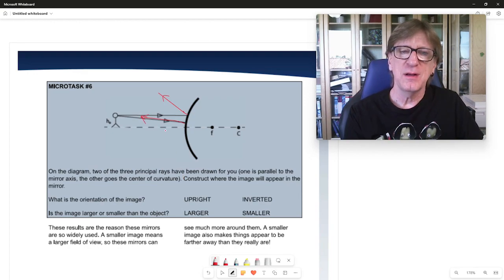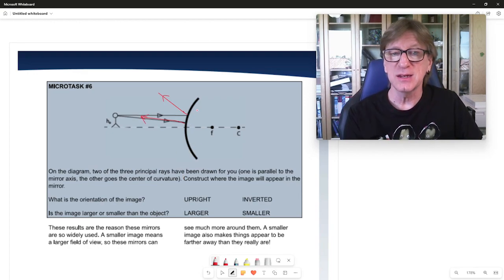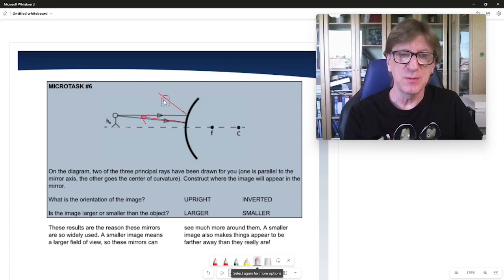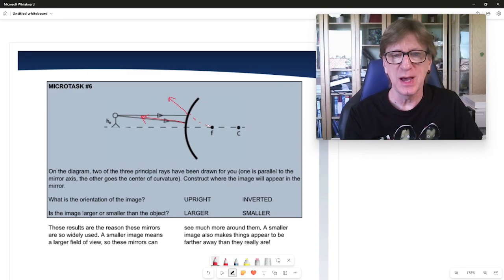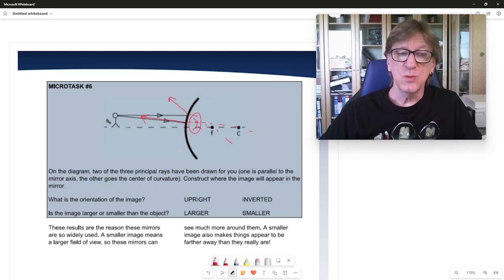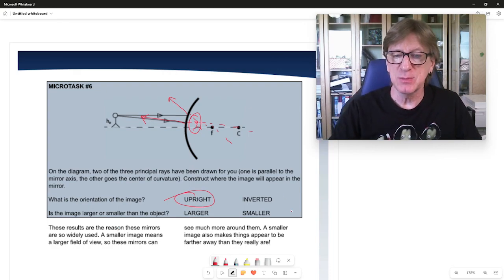Now, obviously, it doesn't look like these rays intersect. So just like we've done before, maybe we can do a little bit better on that one by making it go through the focus. Line it up like that because we need to trace it back so it goes through the focus. And this one goes through the center of curvature. So there is my image right there where it forms. So what is the orientation of the image? Well, it's upright. And does it appear larger or smaller? Well, it's going to be considerably smaller.